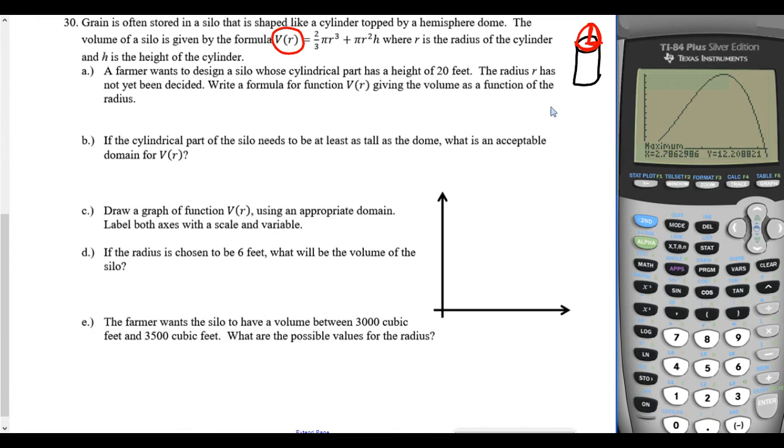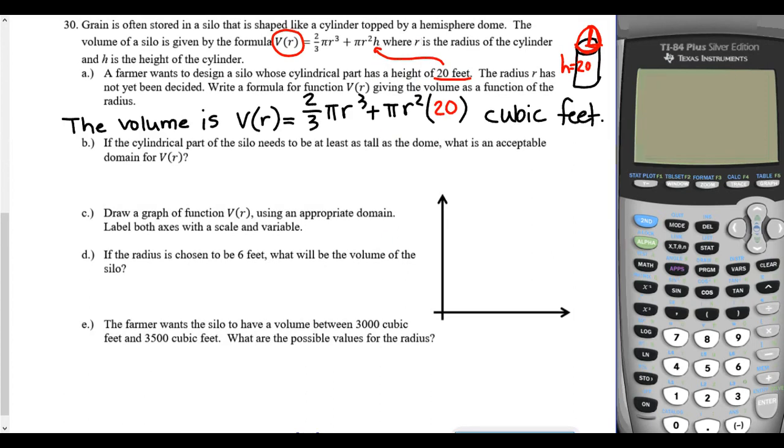All right, on A, it says a farmer wants to design a silo whose cylindrical part has a height here of 20 feet. The radius r has not yet been decided, so he doesn't know how wide to make it. We're supposed to write a formula for a function V of r, giving the volume as a function of the radius. So all we're really going to do is take this 20 feet for the height, plug it into this formula and then rewrite it. Okay, so I just wrote that as a sentence, and I did include on the end here that the volume would be in cubic feet, since we were dealing with measurements in feet here.